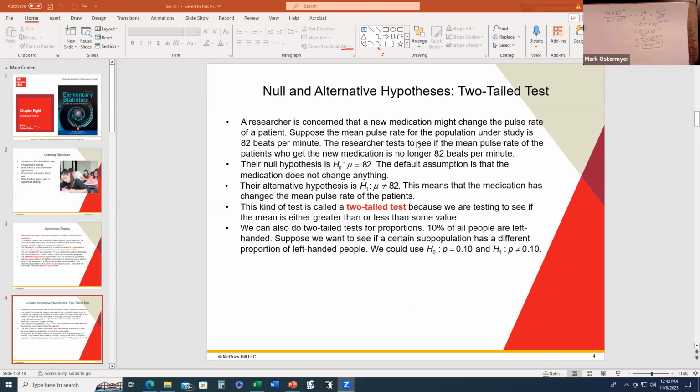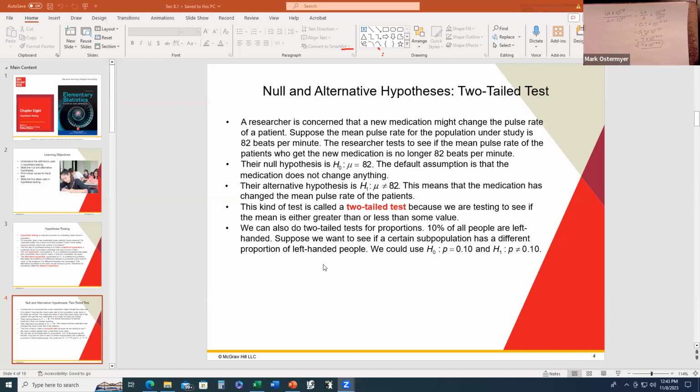Now, if we're the researcher coming up with this new drug, and we make a bold statement saying our new drug changes the heartbeat, we're hoping to prove that the alternative hypothesis is true, because the alternative hypothesis is saying that the mean heartbeat rate is not 82 beats per minute. This would be called a two-tailed test, because we are testing to see if the mean is either greater than or less than some value. In other words, we're testing to see if the mean is equal versus not equal to a value.